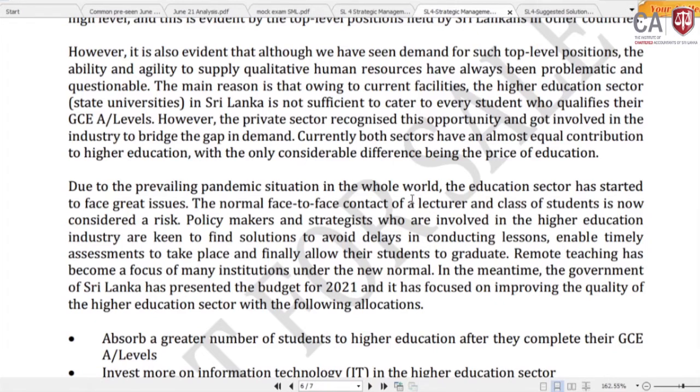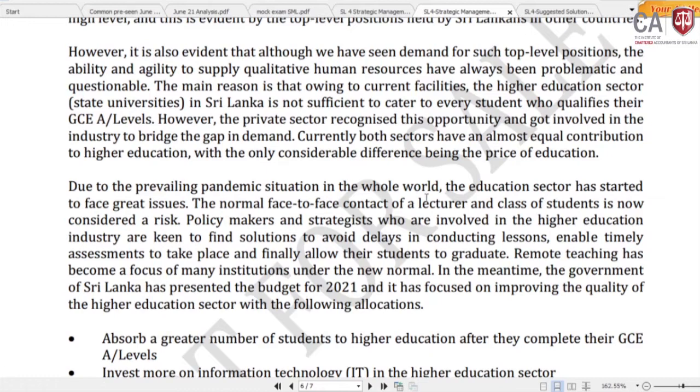Currently, both sectors have an almost equal contribution to higher education, with the only considerable difference being the price of education. Now, he is talking about A level, right. So, after the A levels, many people are unable to go to universities due to the limited opportunities available, right.